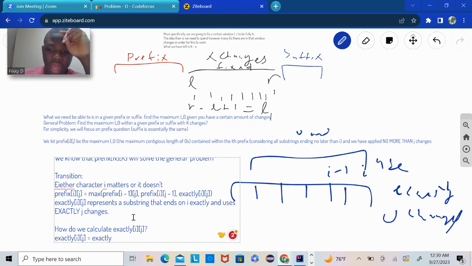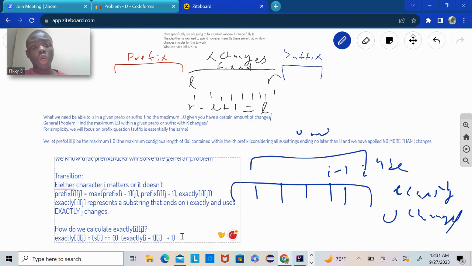Okay. Either, if it has to end on I, and we're trying to maximize the L0 again. We have to remind ourselves what we're doing: we're trying to maximize the L0. So either if it ends on zero, so if s of I, the current character, ends on zero, then we don't need to change anything, and we can just use the last one, exactly I minus one j, take that length and add one, right? Yeah, exactly.